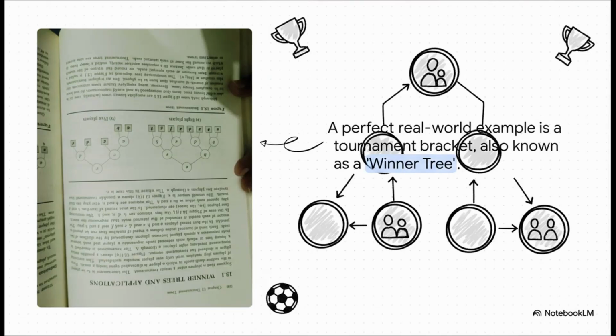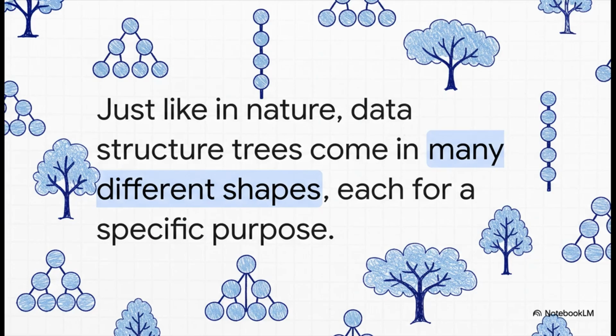And here is a fantastic real-world example we can all get behind. A sports tournament bracket. Every match is a node. The two players are the children, and the winner moves up to become the parent of that node, climbing the tree until there's just one single champion at the very top. But here's the cool part. Just like in a real forest, not all data trees are the same. They're actually incredibly diverse, with all these specialized types, each one designed to solve a very specific kind of problem.